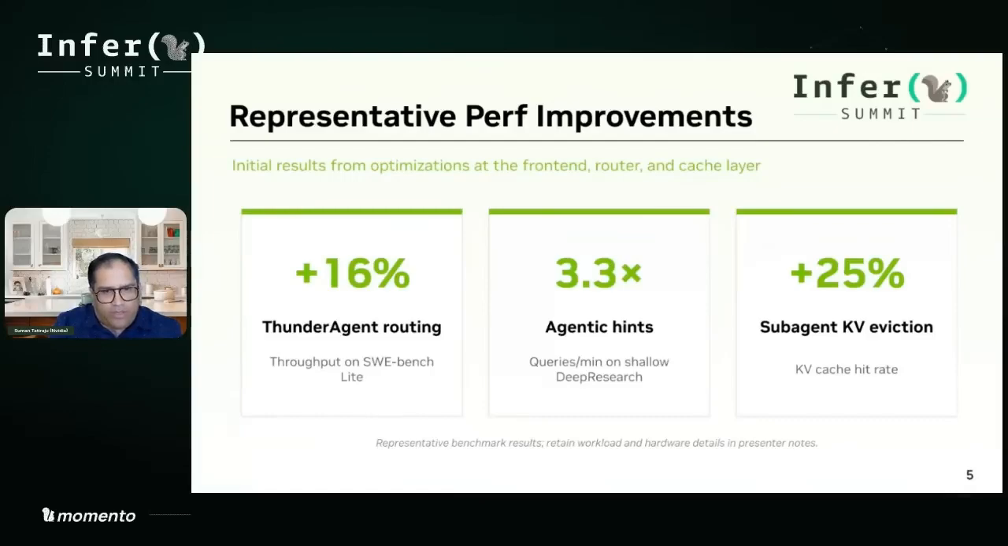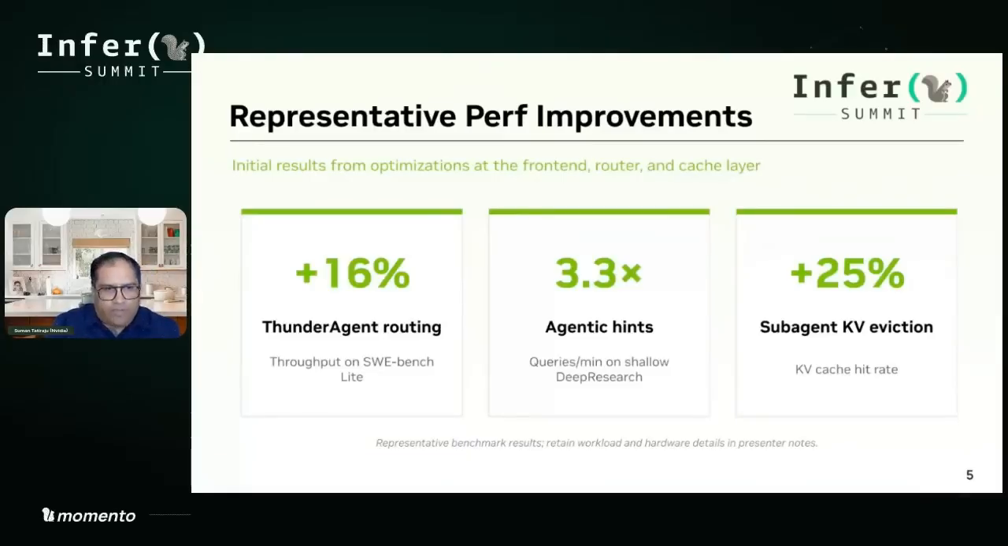Let's talk about the first one, which is scheduling. We saw there is a structure that current servers do not exploit because they treat requests as individual. But what if our scheduler, as part of a router, is also session aware? It knows what the subagents are. It knows when tool calling will happen. Can we exploit that to optimize?